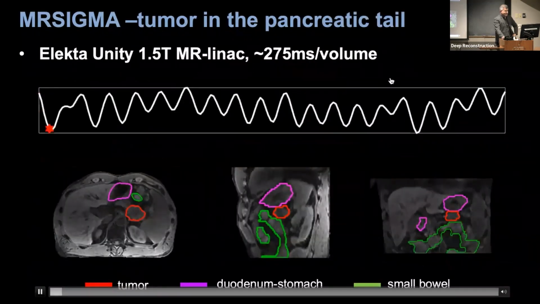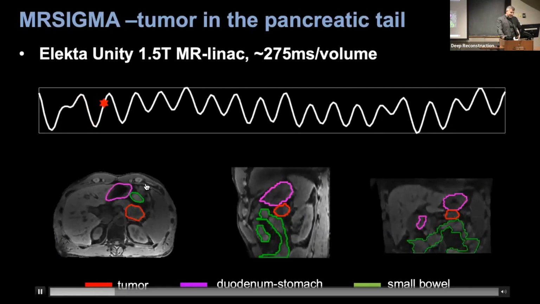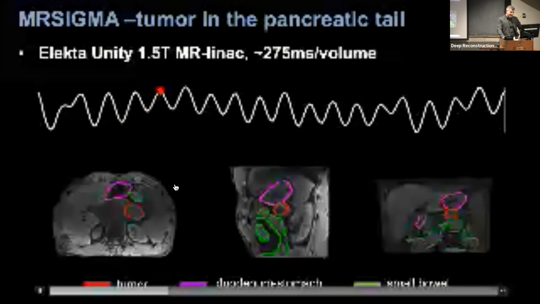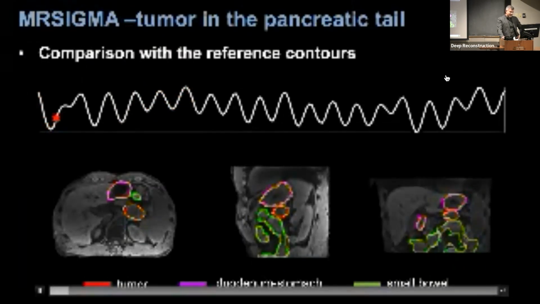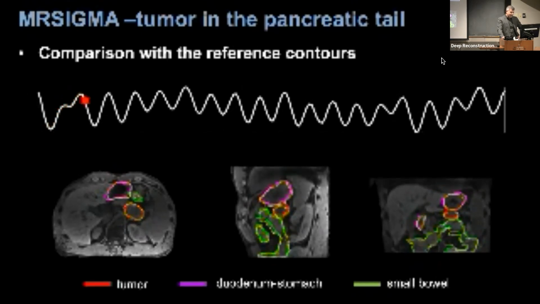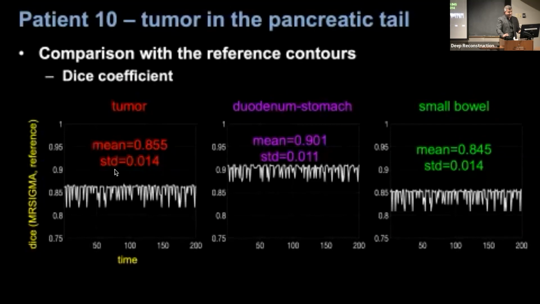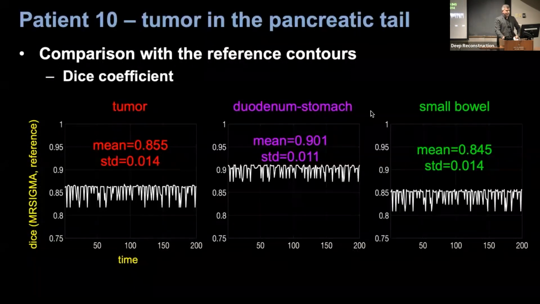Let me show you one more example here. This is another case, pancreatic cancer, now with the tumor in the pancreatic tail, and with the organs at risk, and with the same performance in terms of motion tracking. Really good performance. And also the dice coefficients were very high. The mean value is close to 1, and the standard deviation is also very low. Which means that we're getting really good accuracy in terms of motion tracking and also good precision.